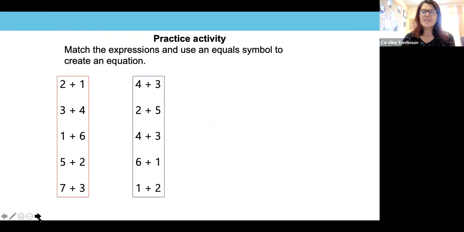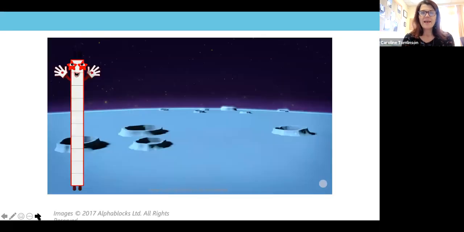This is just a practice that we might use in some of our lessons to get our children to identify independently that 2 add 1 is the same as 1 and 2, to recognise that those numbers change, but the answer stays the same. This slide's just introducing number blocks.